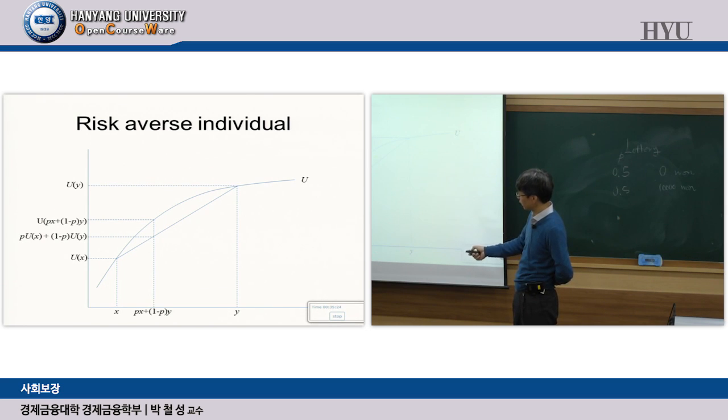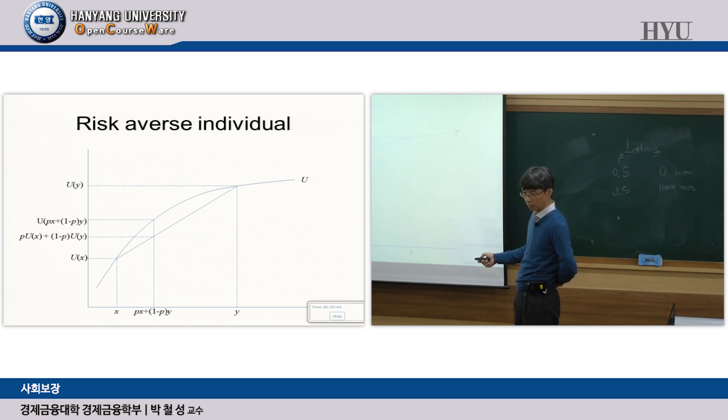Then you get the expected value of x and y with the lottery. So that's px plus 1 minus py. In this case, p is smaller than 0.5 anyway. And then we have the utility of px plus 1 minus py. Okay? So this is the part.